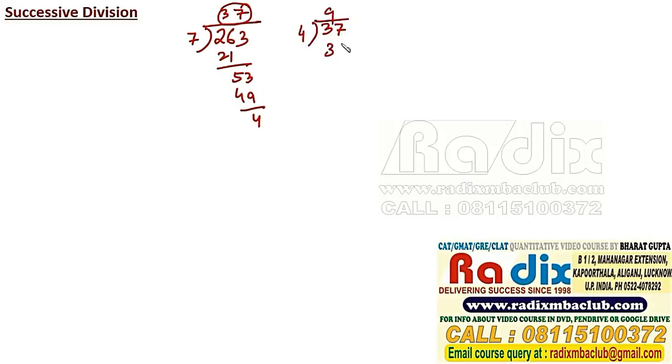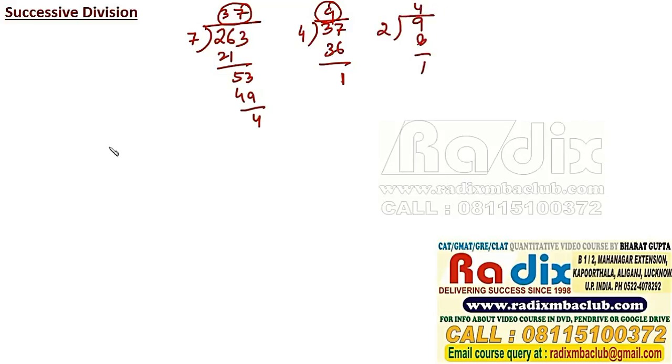Next concept is successive division. Let's say we have a number like 263 and it is divided by 7. 7 3s are 21, 53, 7 7s are 49, remainder is 4. Now, successive divisions are those in which we use the quotient as the next dividend. Let's say we divide it by 4. 4 9s are 36, remainder is 1. And then if we divide this quotient by 2, 2 4s are 8, remainder 1.